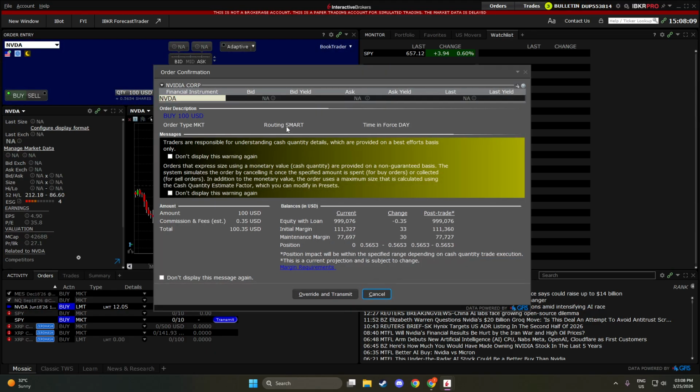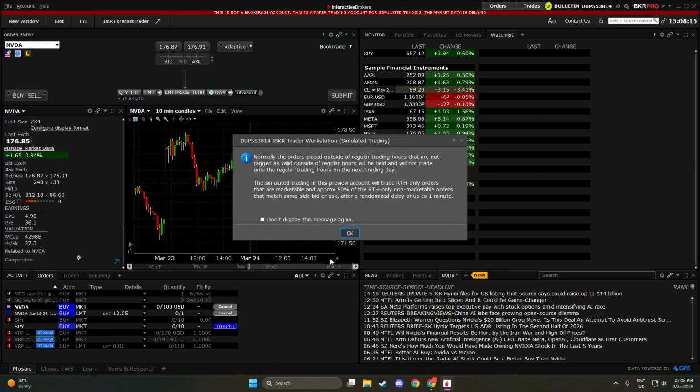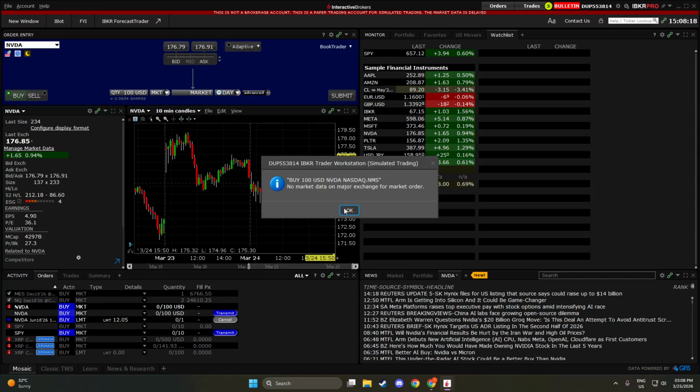Double-check the symbol, the USD amount, the estimated share quantity, order type, time in force, and any commissions or fees. Confirm the trade to send it. After execution, your fractional position will appear in your portfolio, and you'll see the exact number of shares you now own. That's all there is to investing a precise dollar amount with fractional shares on Interactive Brokers.